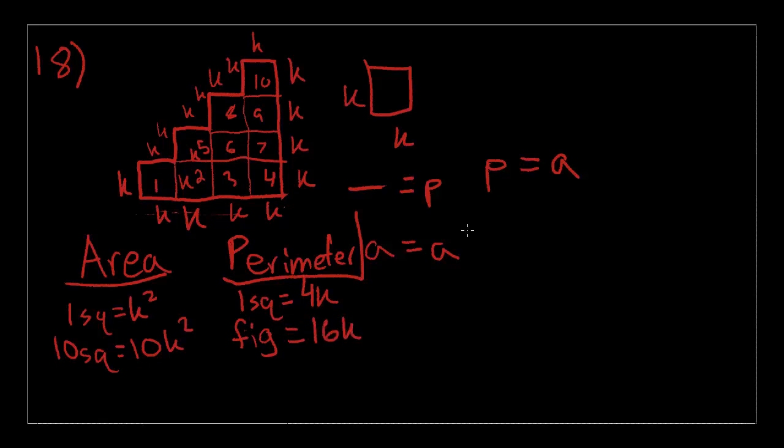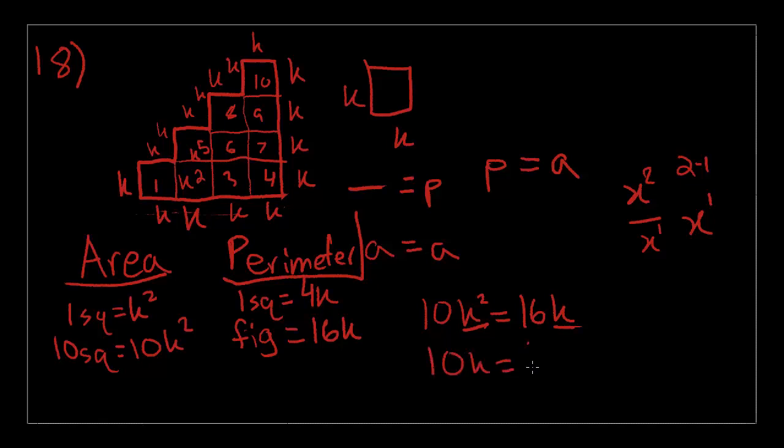Now they said perimeter is equal to area, so we need to set 10k squared equal to 16k. And since this side is k squared and this is k, we can get rid of this k by dividing both sides by k. So if you divide 10k squared by k, there's the exponent rule that any integer x squared divided by x, you subtract the exponents. So the exponent of this is 1, so it's 2 minus 1, and you'll just get x to the power of 1. So k to the power of 2 divided by k is going to equal k. So 10k is equal to 16. The k on the right side just cancels itself out.